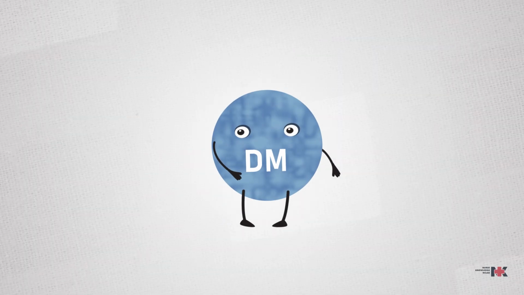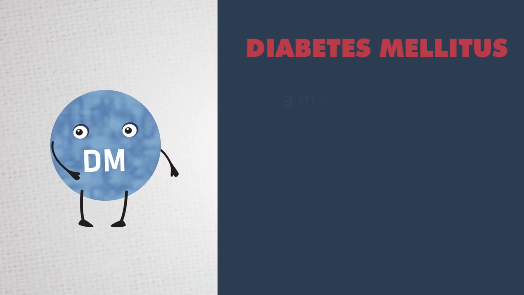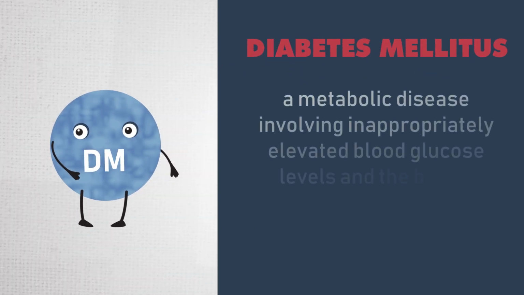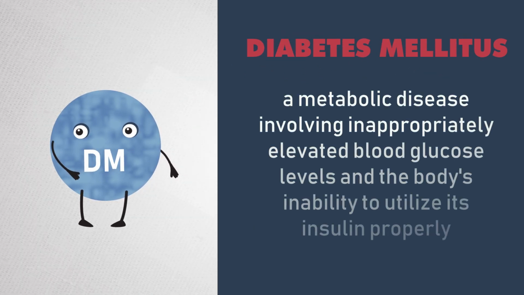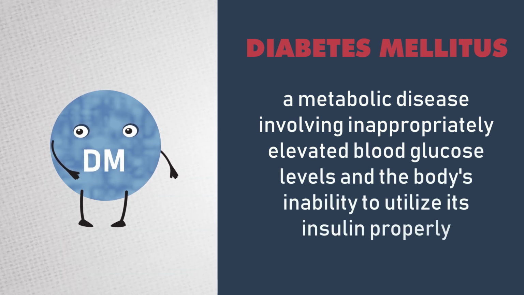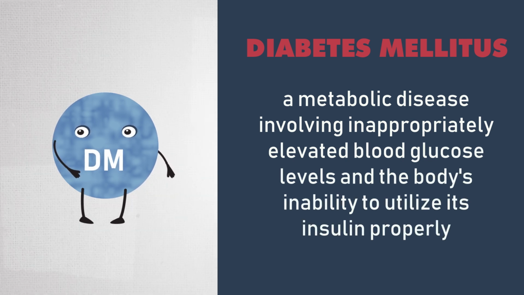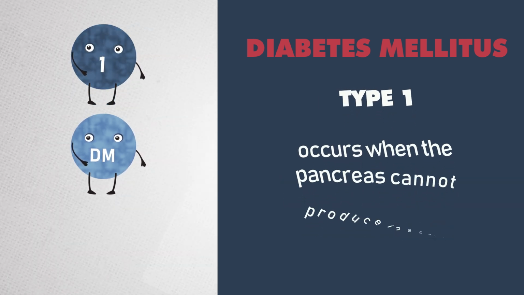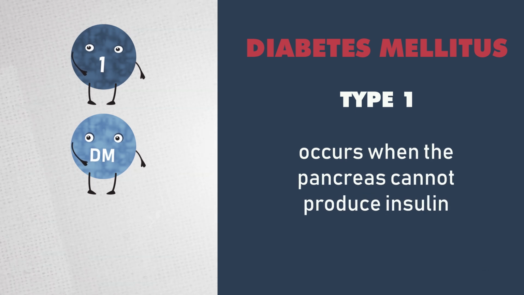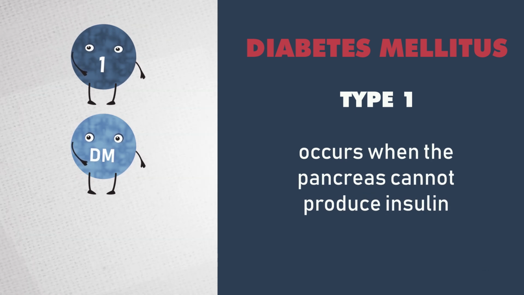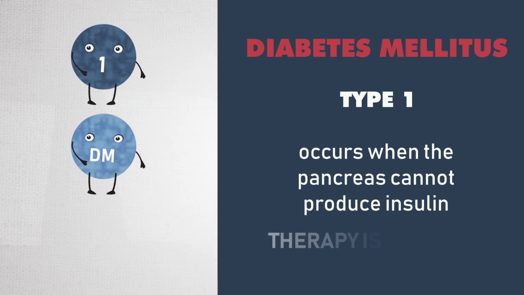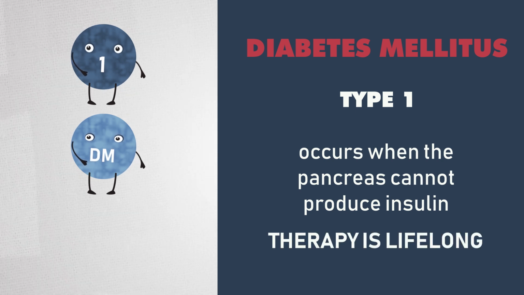Now let's discuss diabetes mellitus, or DM, a metabolic disease involving inappropriately elevated blood glucose levels and the body's inability to utilize its insulin properly. There are two main types of diabetes mellitus. Type 1, which occurs when the pancreas cannot produce insulin in order to maintain a normal glucose level. Insulin therapy is lifelong. Type 1 always needs insulin.